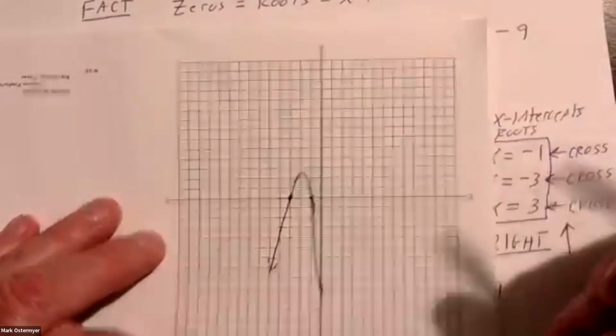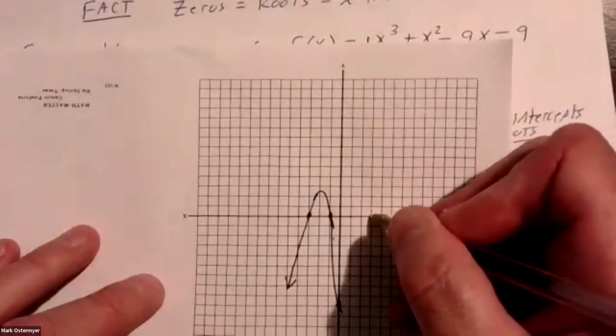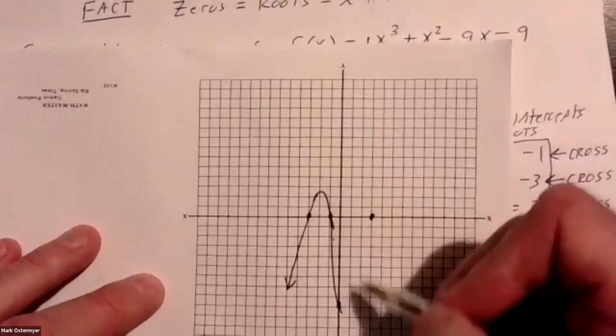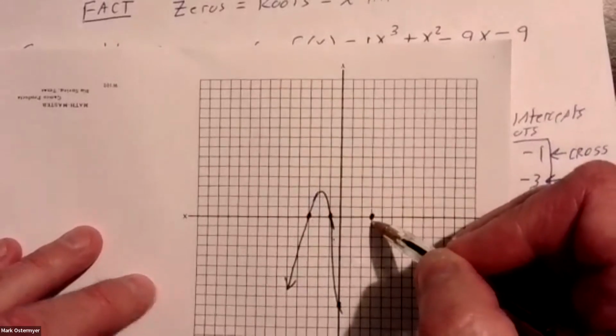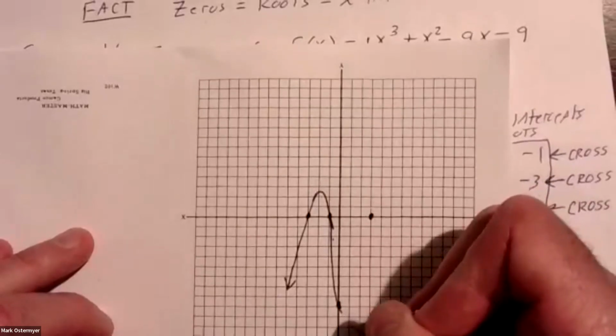Now my next x-intercept is +3. So my graph is going to have to turn around somewhere in between -1 and 3. It's got to turn around somewhere in here because it's got to come back through the x-axis. It has no choice based on the theorem. So it's got to turn around. Now, where it turns around down here, I don't know.